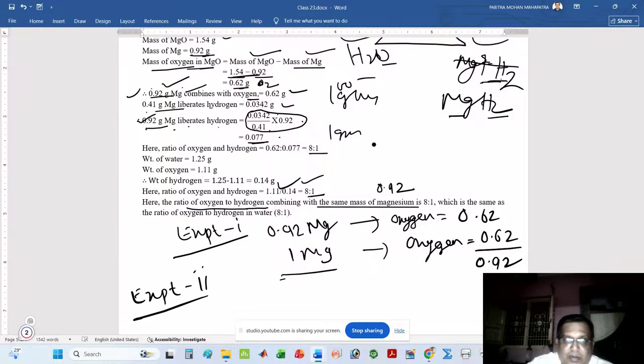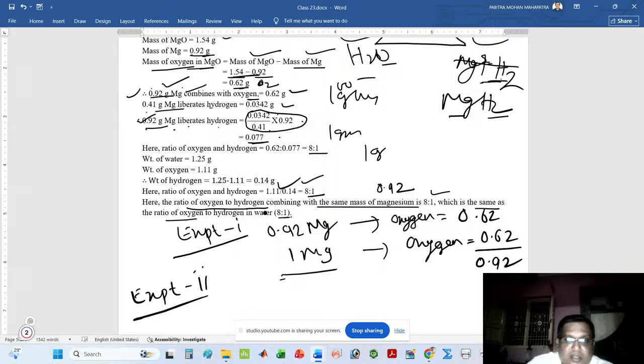You can also find for 1 gram, for 100 gram, for 10 gram, it is your choice. But it is highly necessary to maintain the same value. If you want to find 10 gram in experiment I, then it is compulsory to take 10 gram of magnesium in experiment II. So here I can write the ratio of oxygen to hydrogen combined with the same mass of magnesium is 8 is to 1, which is the same as the ratio of oxygen to hydrogen in water. That is also 8 is to 1.